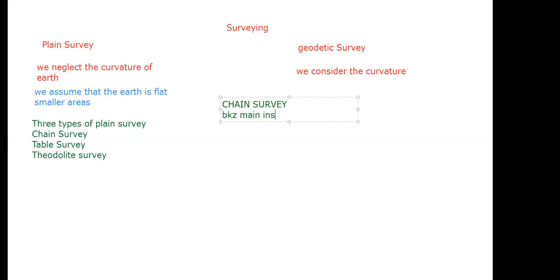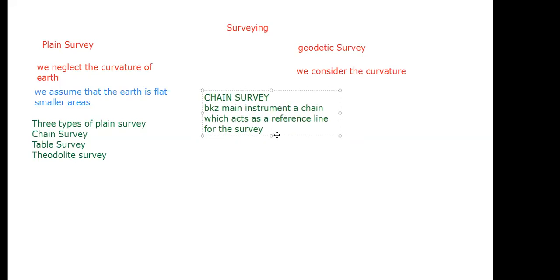because main instrument, I'm just writing the main points so that you may save the screen in case you cannot hear properly, because main instrument is a chain which acts as a reference line for the survey. Okay, and we have several types of chain.